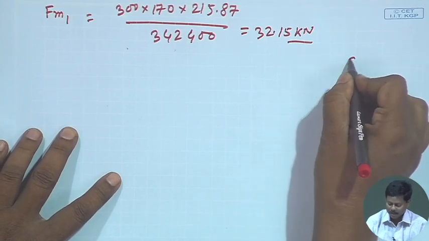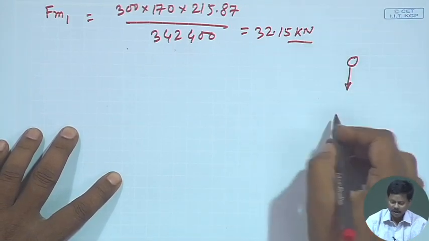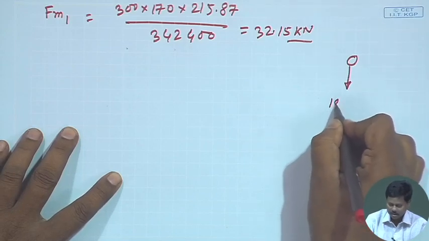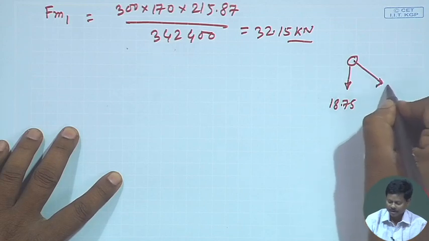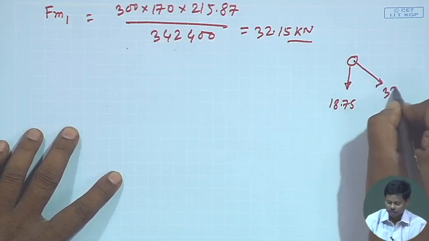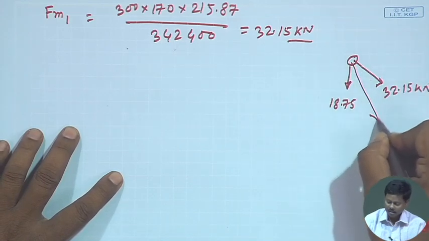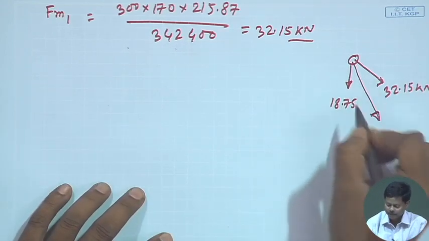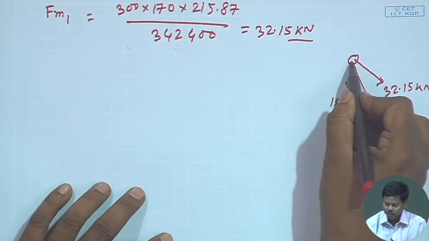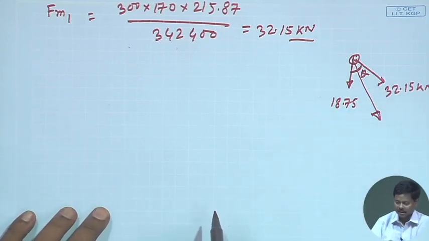So, in number 1 bolt, one load is coming of 18.75 kilonewton and another load due to moment is coming 32.15 kilonewton. Now, we have to make the resultant. Resultant will be of these two forces acting at an angle of theta. Now, this angle of theta we have to find out.